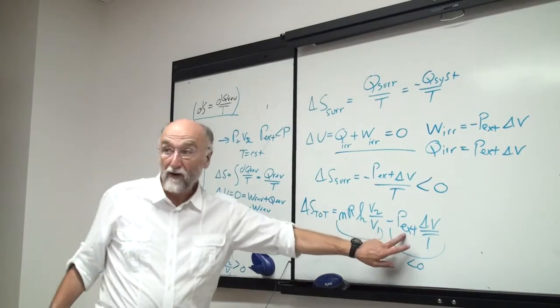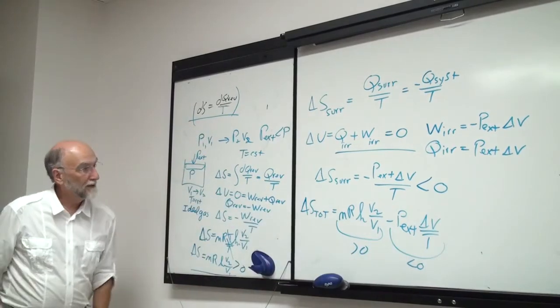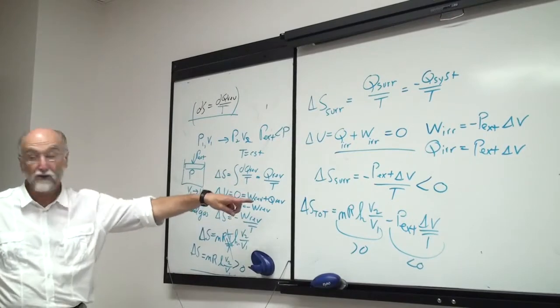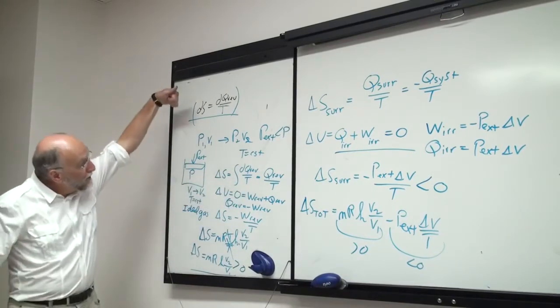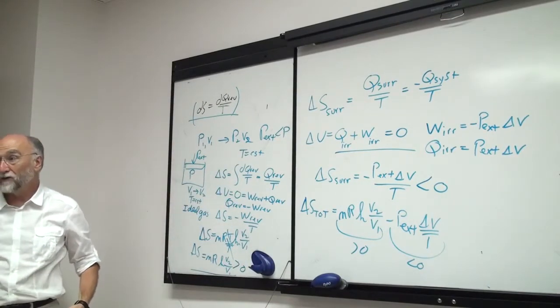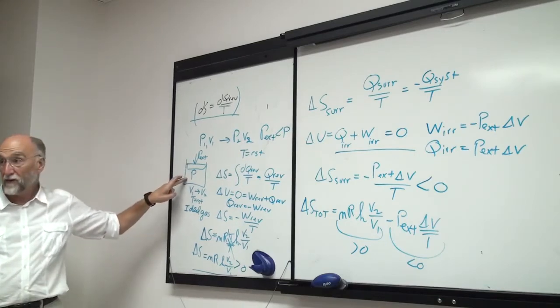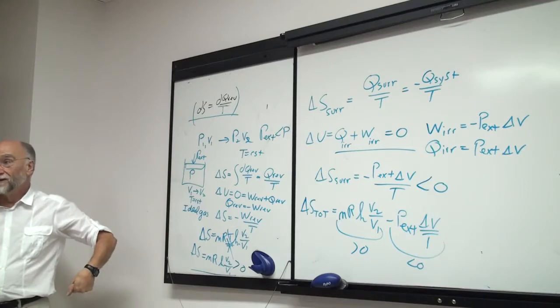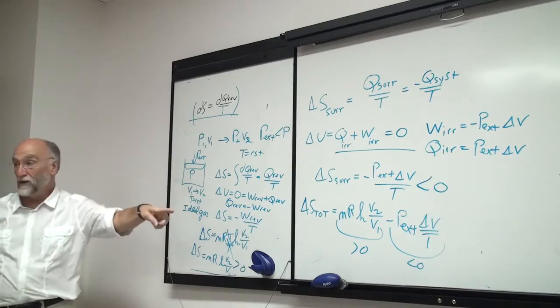If P external is very large, this term here will be more negative than this term, which simply means that delta S total is negative, which means that the reaction in the other direction will be spontaneous. If P external is very large, greater than P, the spontaneous direction is compression.